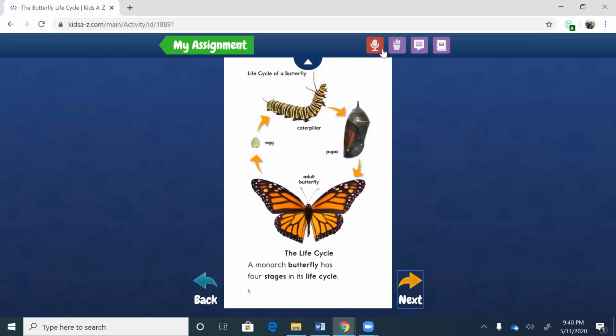Also, here we go. On this page, there's a diagram showing the life cycle. That's another text feature for nonfiction. It says life cycle of butterfly. So we have the egg, caterpillar, pupa, butterfly, and then it just goes over and around again. The life cycle. A monarch butterfly has 4 stages in its life cycle. Notice the words to know are in bold print.